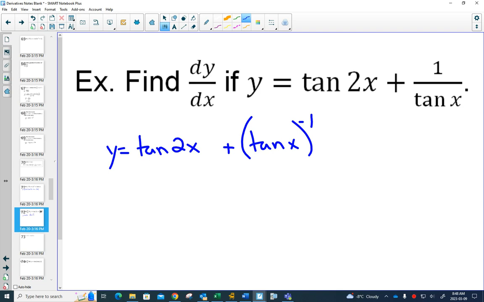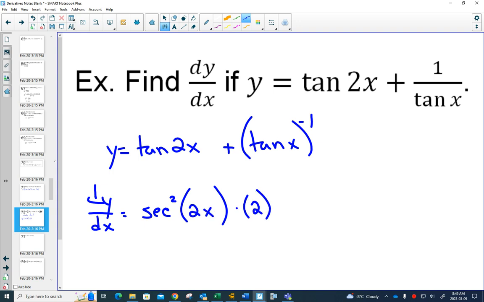Inside of tan is 2x. How do we know we have to use the chain rule? If the inside function has its own derivative. So the derivative of 2x is 2. Yes, we have to use a chain rule. So now, for our derivative, our outside function is tan. The derivative of tan is secant squared. And we keep the inside the same, multiplied by the derivative of the inside.